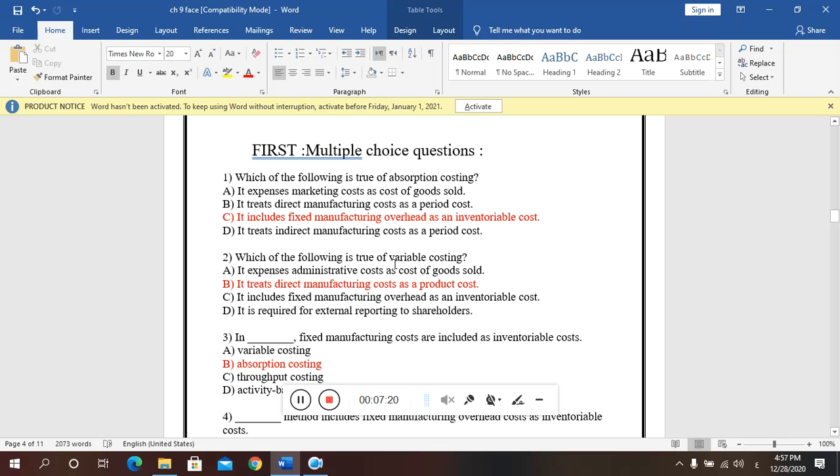Number 2, which of the following is true of variable costing? True, under the variable method, it treats direct manufacturing costs as a product or inventoriable cost. Product cost and inventoriable cost have the same meaning.